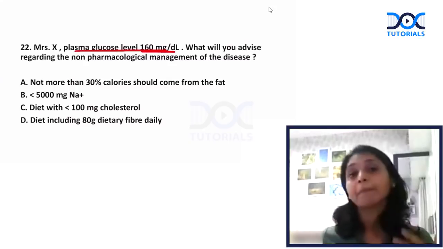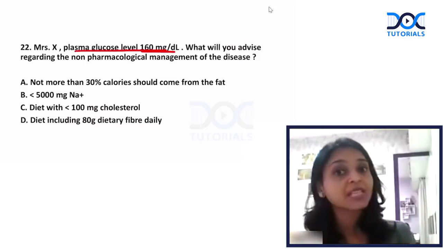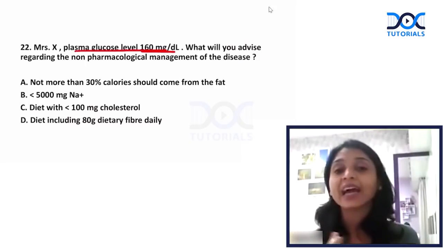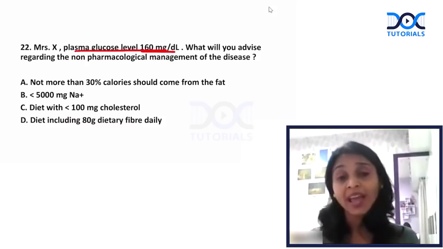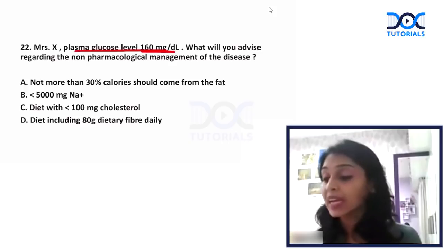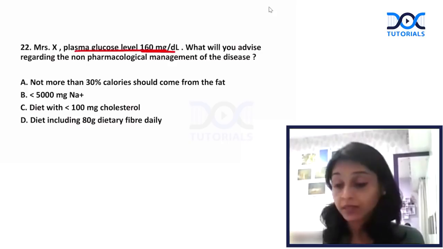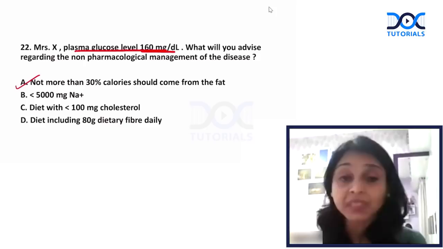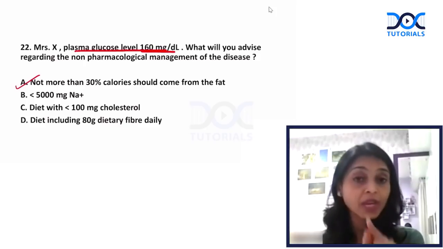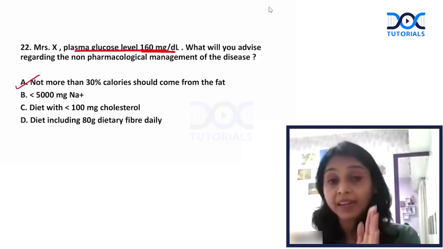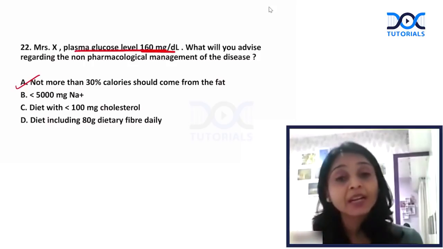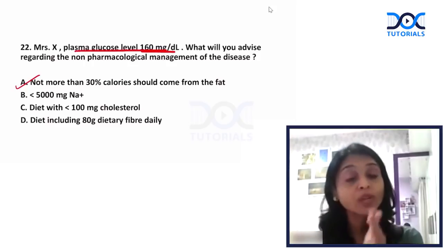That means apart from medicines, what all other things will you advise regarding the dietary modifications to this patient? Non-pharmacological also includes exercise, but here it is mainly about the diet. Not more than 30% of calories should come from fat. That is correct. That is something that you have to clearly tell them. That means less than 30% of calories only should come from fat.